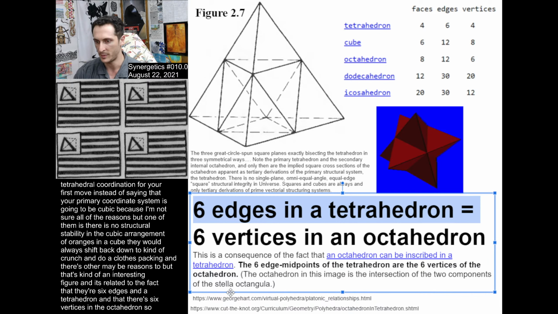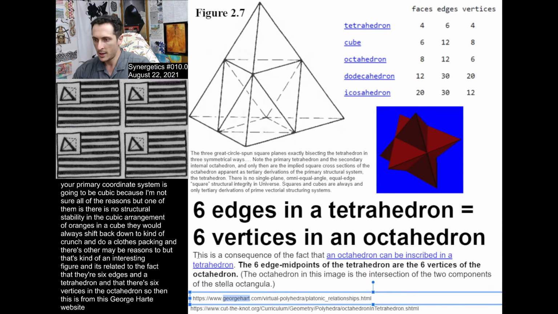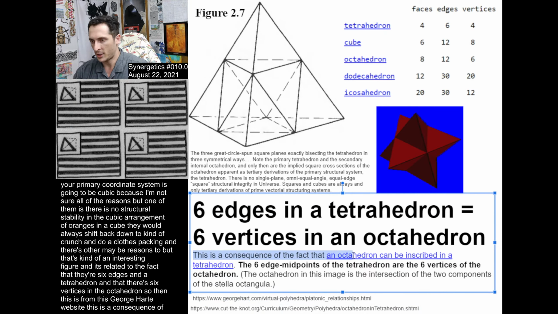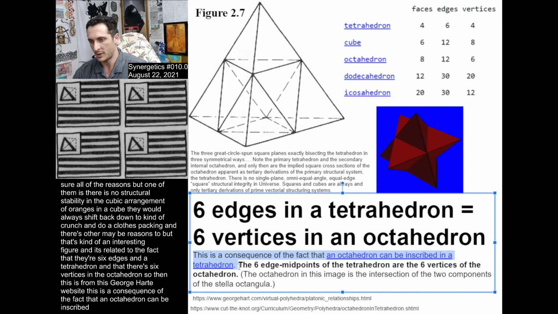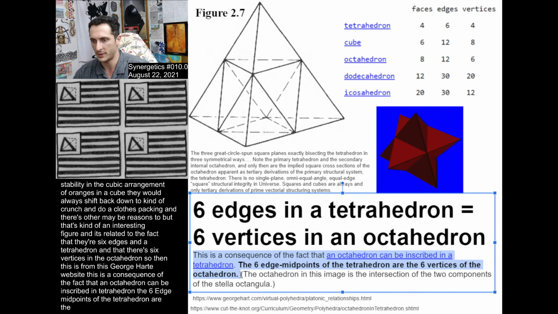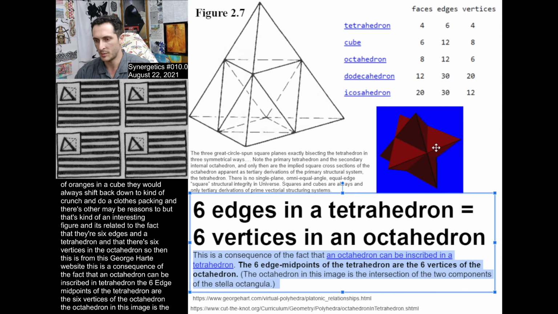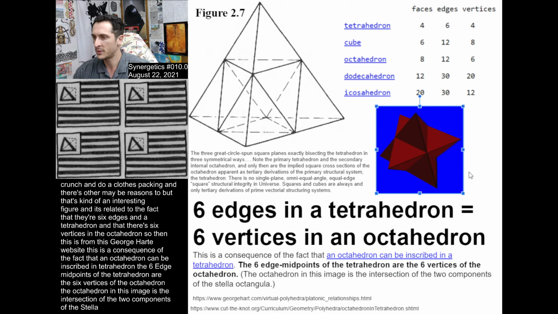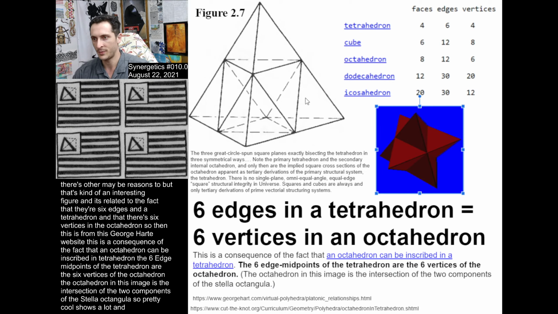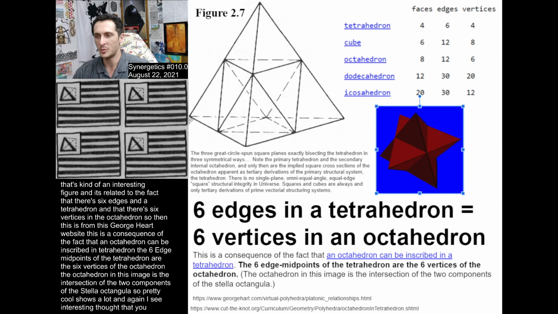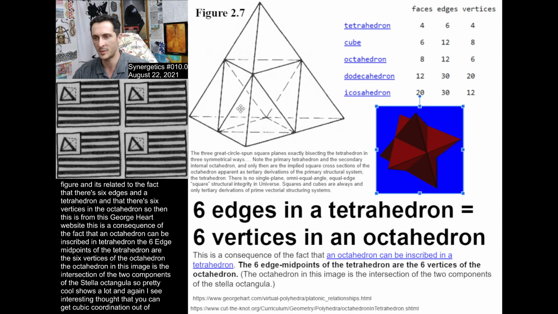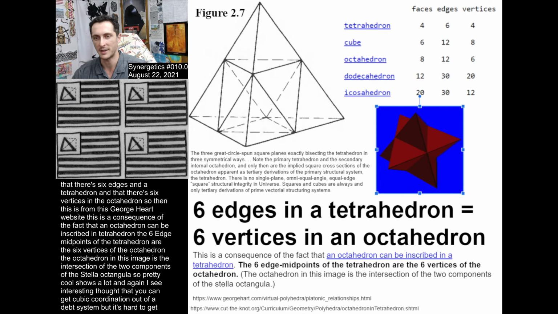So then this is from this George Hart website. This is a consequence of the fact that an octahedron can be inscribed in a tetrahedron. The 6 edge midpoints of the tetrahedron are the 6 vertices of the octahedron. The octahedron in this image is the intersection of the 2 components of the stella octangula. So pretty cool, shows a lot, and again, that's an interesting thought that you can get cubic coordination out of a tet system, but it's hard to get clean tets out of a cubic system.